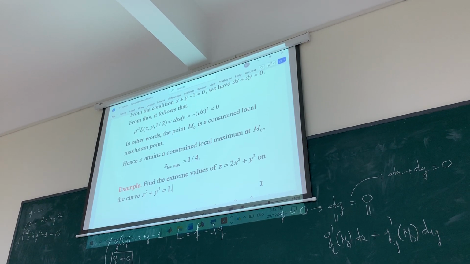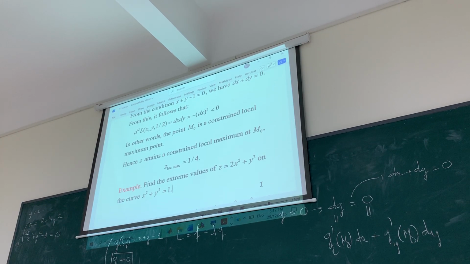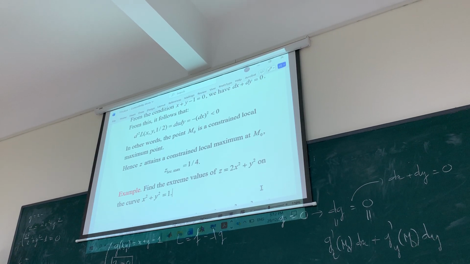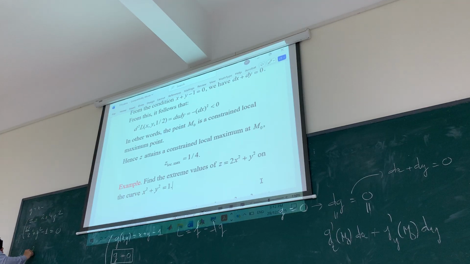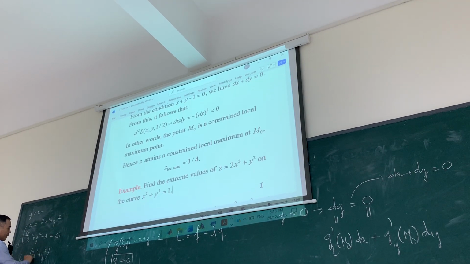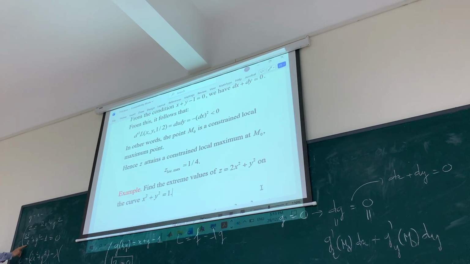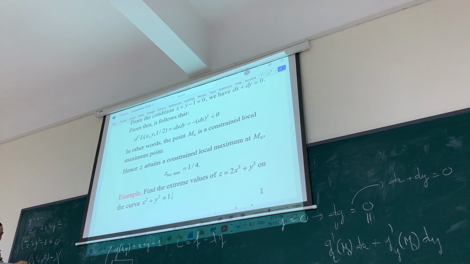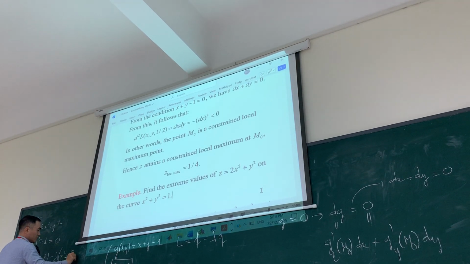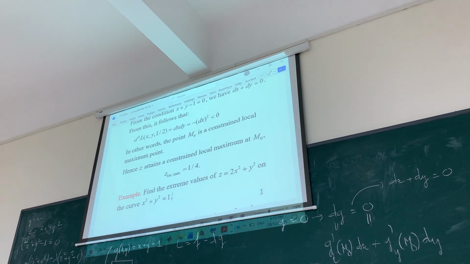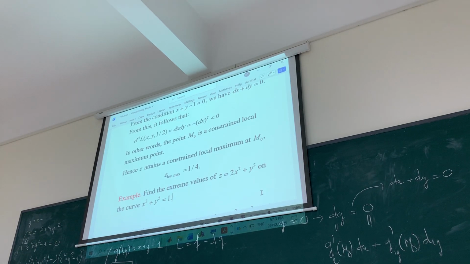Okay, now first of all, let me find the critical point of the Lagrange function. The Lagrange function in this case is 2x squared plus y squared minus lambda times (x squared plus y squared minus 1). Now, let me find the critical point of this function, x0, y0, lambda 0.